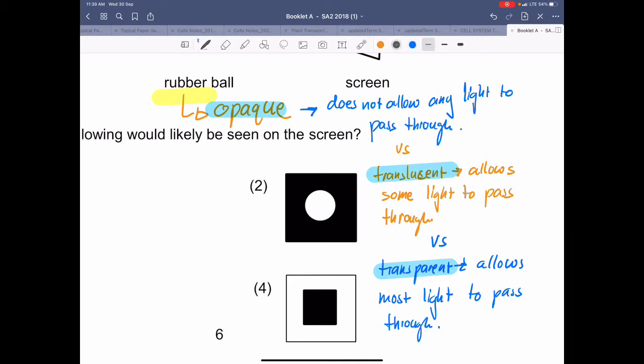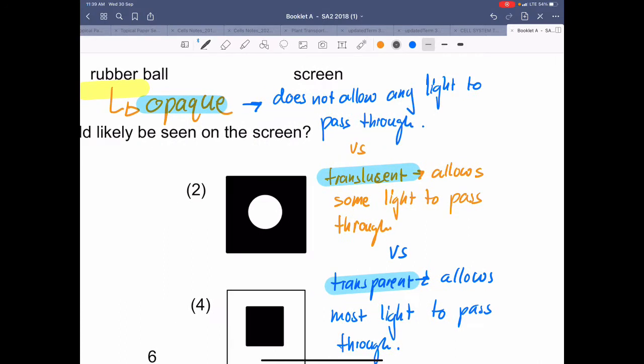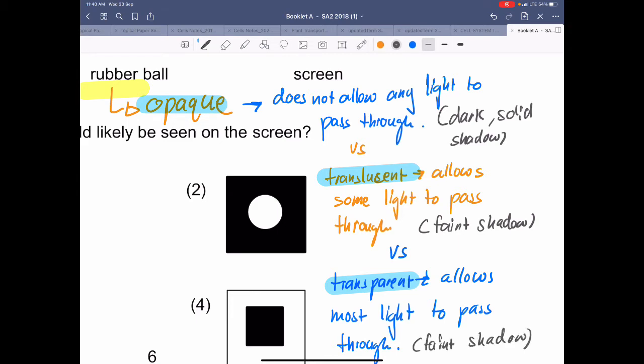The type of shadow that they form for opaque is a dark and solid shadow. Translucent is a faint shadow. Transparent is also a faint shadow. Now let's be honest. With a transparent material, let's say glass or even a bottle, you will still get a very faint shadow. It will not be that no shadow is formed. Some textbooks put no shadow, but in real life, definitely there is a shadow.